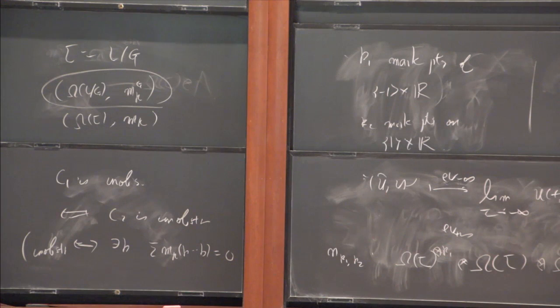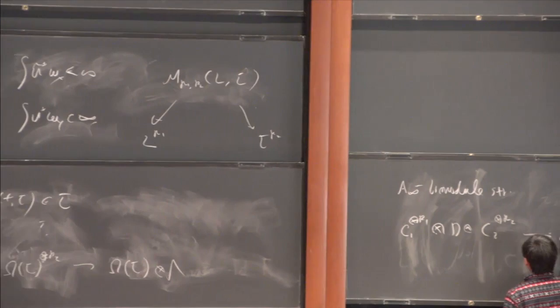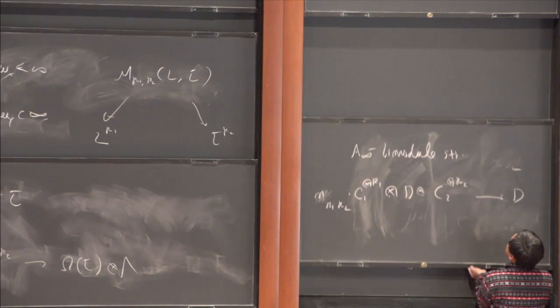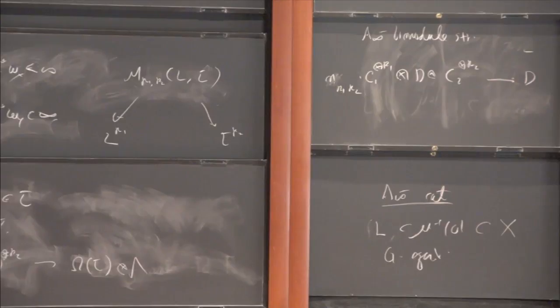But maybe I want to explain what this claim is. So, an infinity bimodule structure on this C1 gives something like this. You have this C1 tensor K1, tensor D, tensor C2, tensor K2, 2D of a Novikov ring. And I want to call this N, K1, K2. So this is a kind of bimodule operations. And the basic equality for this to be an A-infinity bimodule structure is the following.